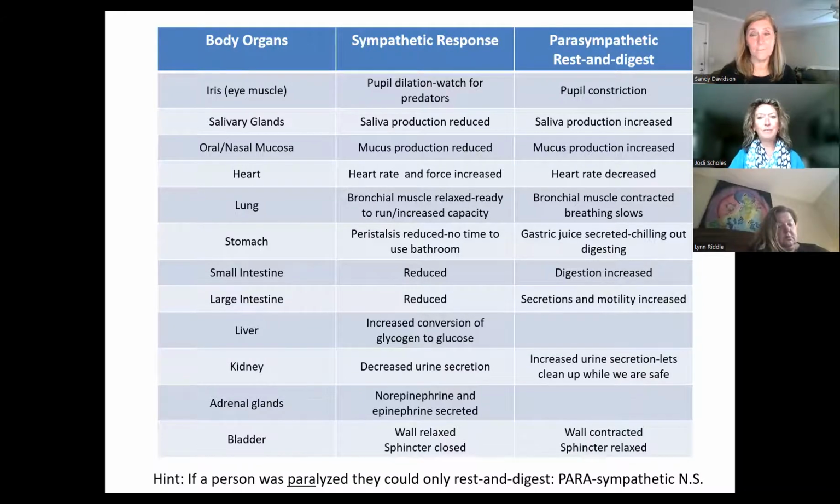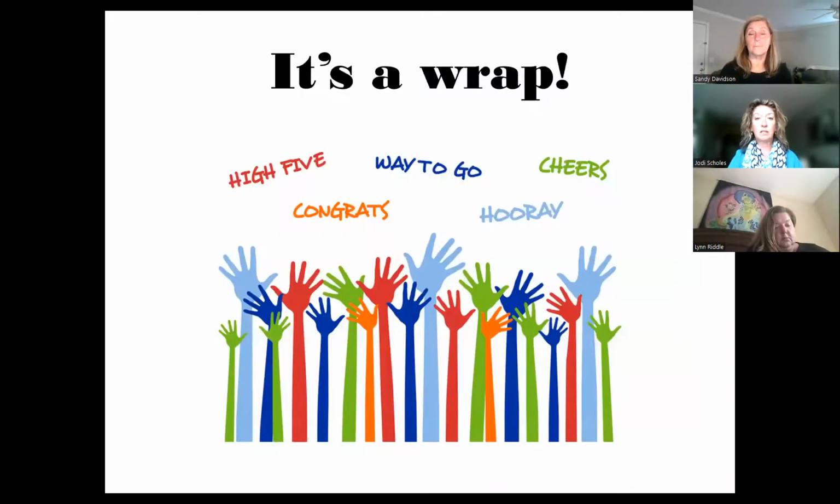Makes sense, right? So a way to think about the parasympathetic nervous system is if someone were paralyzed from the neck down, they would only rest and digest. So we want that parasympathetic nervous system response. We want to eliminate the sympathetic. If we have sympathy for someone who's in that fight or flight mode, we want to get rid of that and stick with the rest and digest.